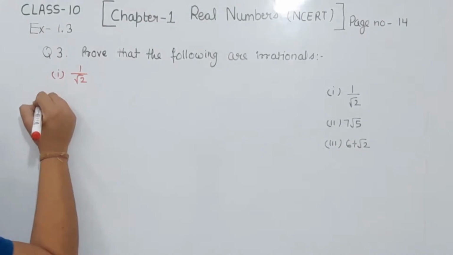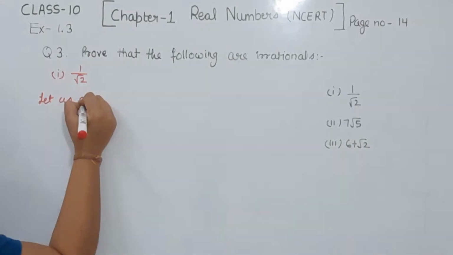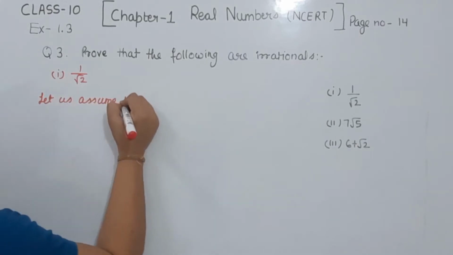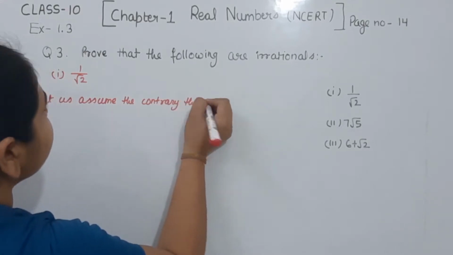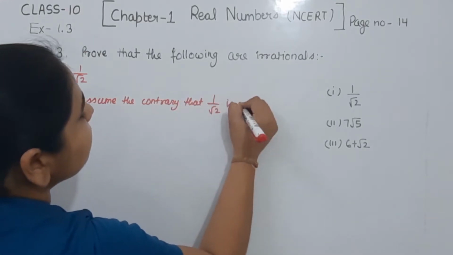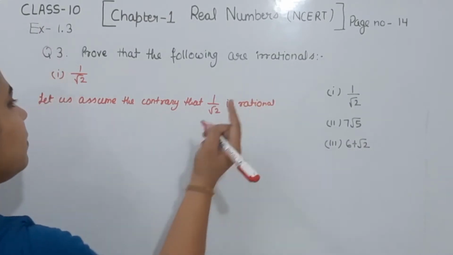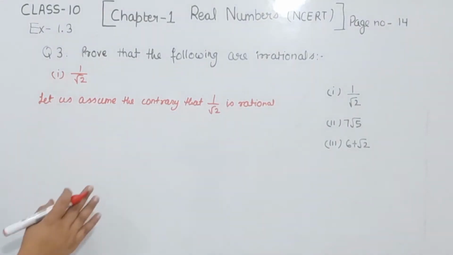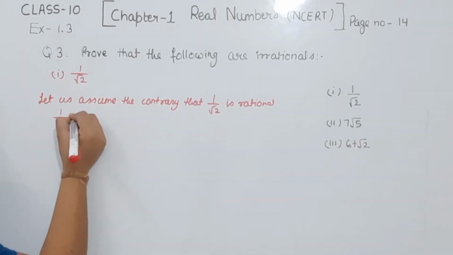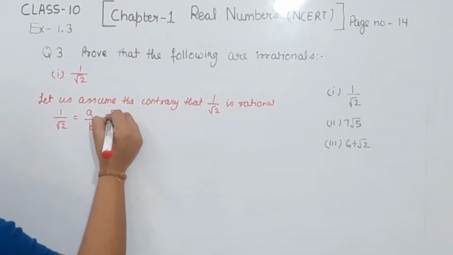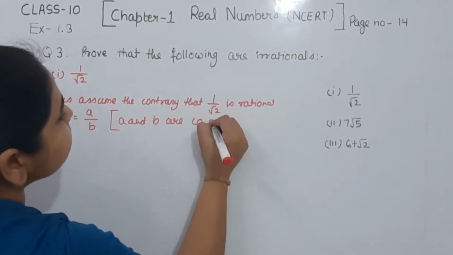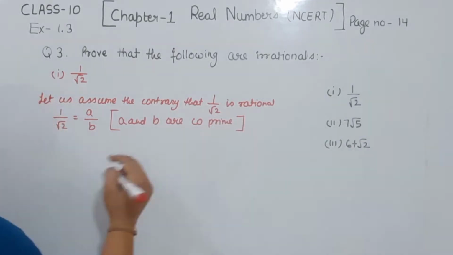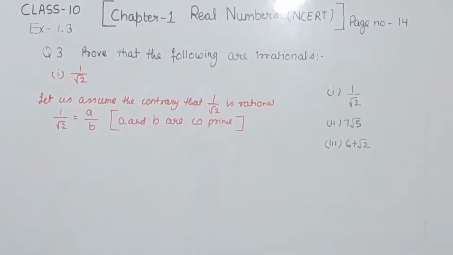We are going to assume the opposite of what we have been asked. Let us assume the contrary, that 1 by root 2 is rational. So if this is a rational number, then 1 by root 2 is equal to a by b, where a and b are co-prime. Co-prime means they have only 1 as their common factor.